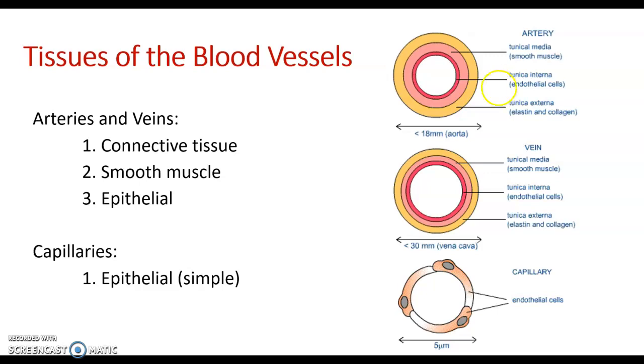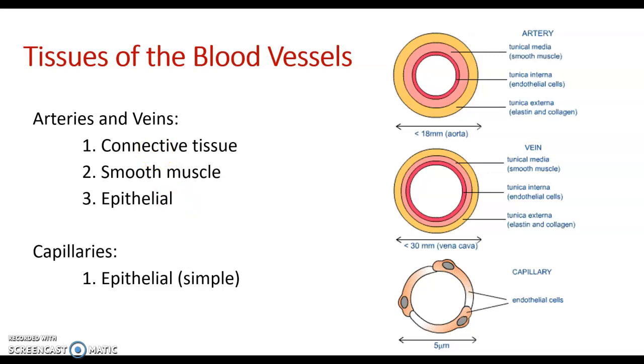And then finally, on the inside, we have a layer of epithelial tissue. And the purpose of that, because remember, epithelial tissue lines all of our internal body cavities, in this case, the inside of our blood vessels, and that's to keep the inside kind of lubricated and moving so that the blood is not getting hung up on anything.